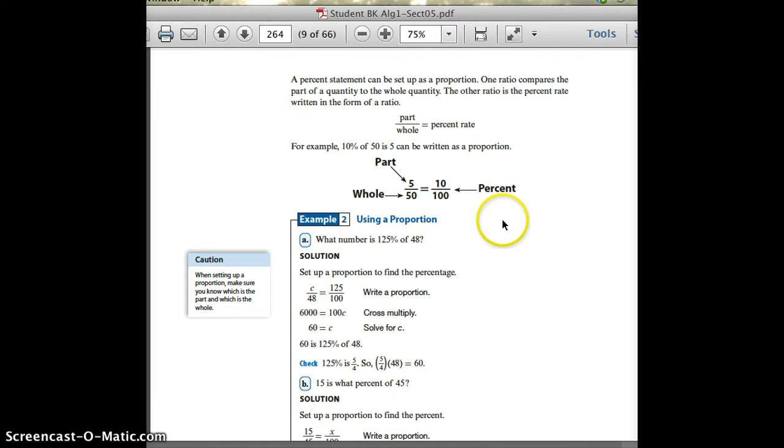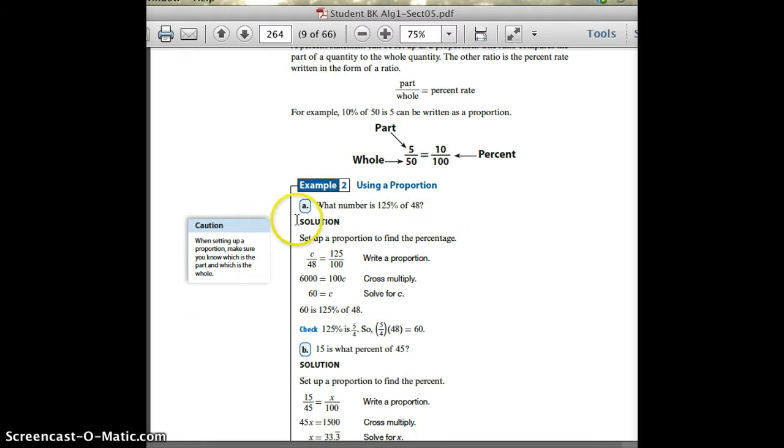Go to next. It says a percent statement can be set up as a proportion. One ratio compares the part of a quantity to the whole quantity. The other ratio is a percent rate written in the form of a ratio. Part of a whole is percent rate. For example, 10% of 50 is 5. Can be written as a proportion. Okay, so 5 over 50 is equal to 10 over 100.